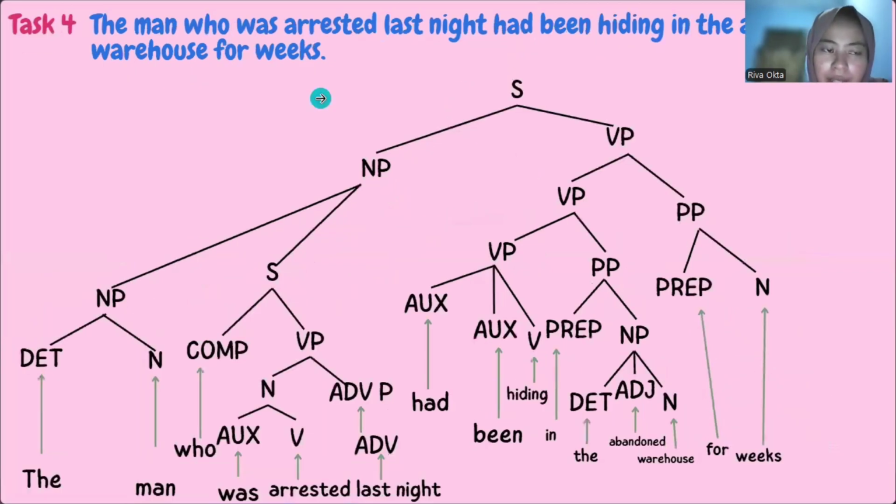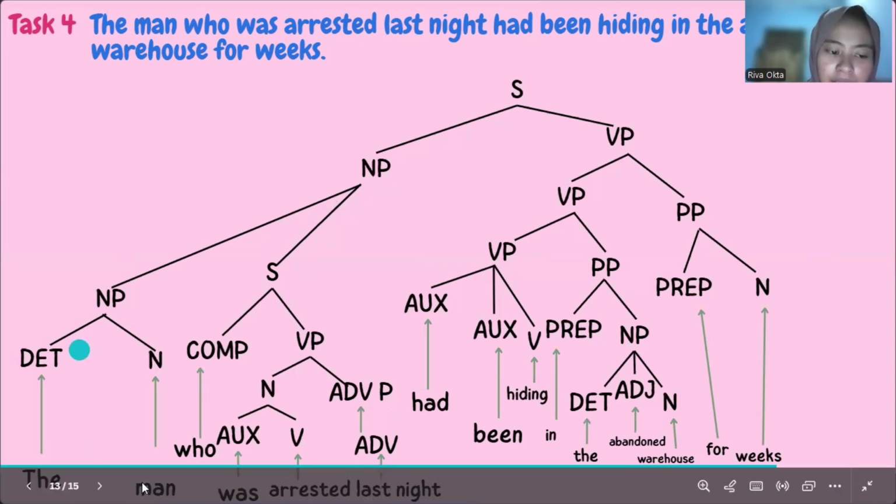And test 4: "The man who was arrested last night had been hiding in the abandoned warehouse for weeks." The subject is divided into noun phrase and verb phrase. The noun phrase is divided into noun phrase and subject. The noun phrase is divided into determiner and noun. From this sentence, "the" is a determiner and "man" is a noun.